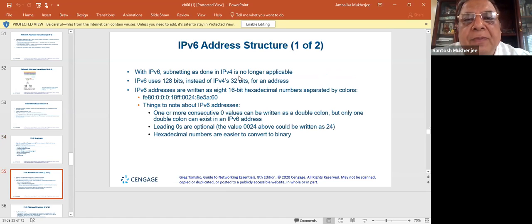IPv6 subnetting is done differently; IPv4 subnetting is no longer applicable. IPv6 uses 128 bits instead of the 32 bits of IPv4 for an address. IPv6 addresses are written as eight 16-bit hexadecimal numbers separated by colons. Things to note about IPv6 addresses: one or more consecutive zero values can be written as a double colon, but only one double colon can exist in an IPv6 address. Leading zeros are optional. Hexadecimal numbers are easier to convert to binary.